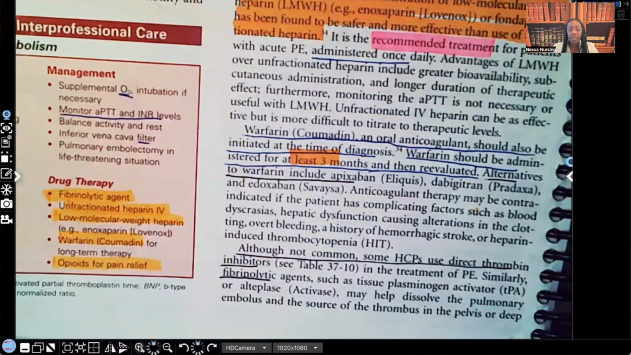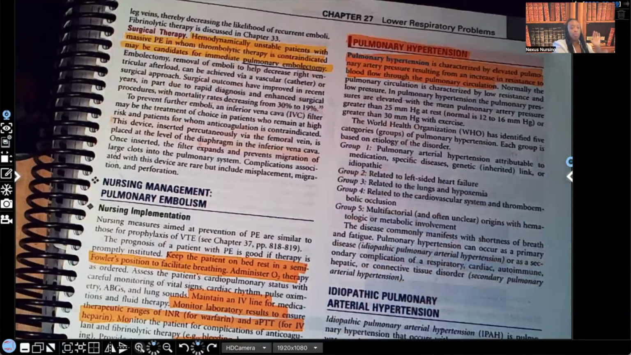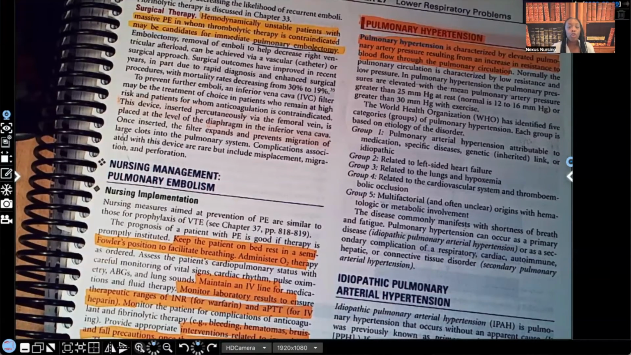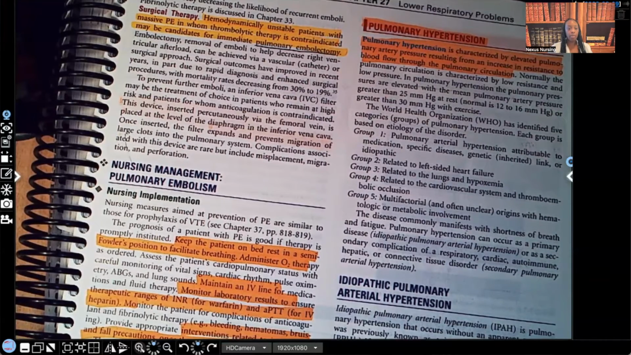Although not common, some healthcare professionals use direct thrombin inhibitors and fibrinolytic agents. Worst case scenario, patient will have to have surgery. Hemodynamically unstable patients with massive pulmonary embolism in whom thrombolytic therapies are contraindicated may be candidates for immediate pulmonary embolectomy. Worst case scenario, that's not our first go-to when it comes to pulmonary embolism.